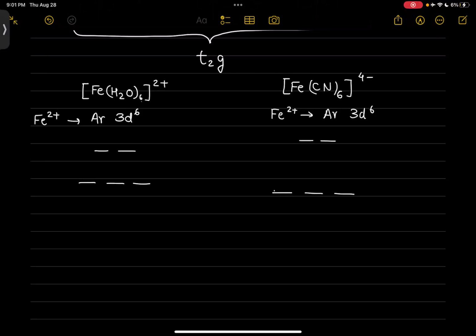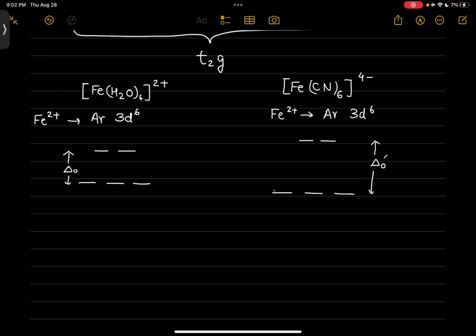Yes, sir. So what's the difference? They are the same d orbitals in both the iron. The difference is of strong ligands and weak ligands, and that will result in the splitting pattern, the splitting gap. You can see CN is a strong ligand, so the gap is larger in this right complex, and the gap is smaller in the left one.